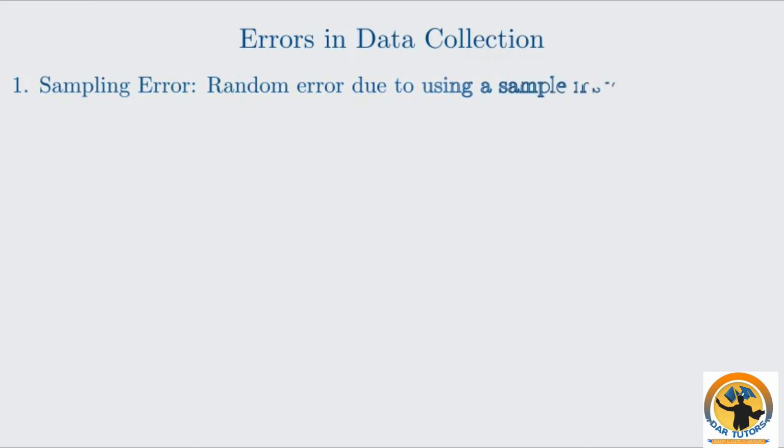For example, if you measure the average height of 100 students in a school of 1,000, your result will likely be slightly different from the true average height of all 1,000 students. This difference is sampling error.